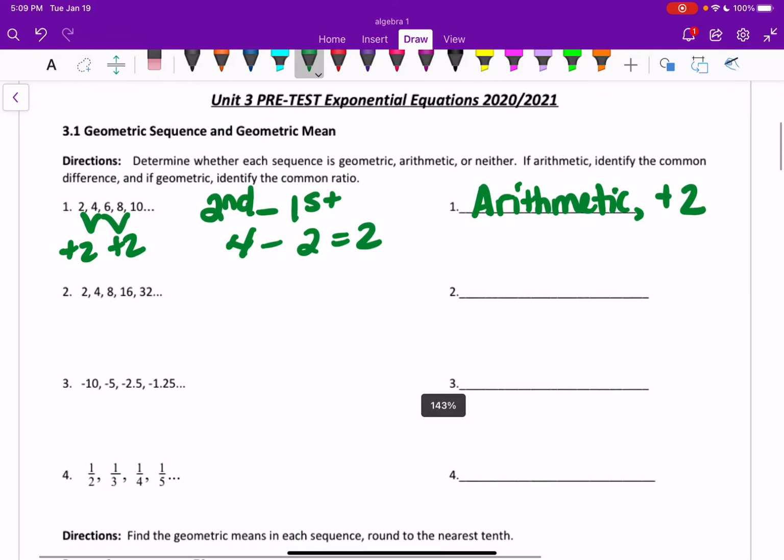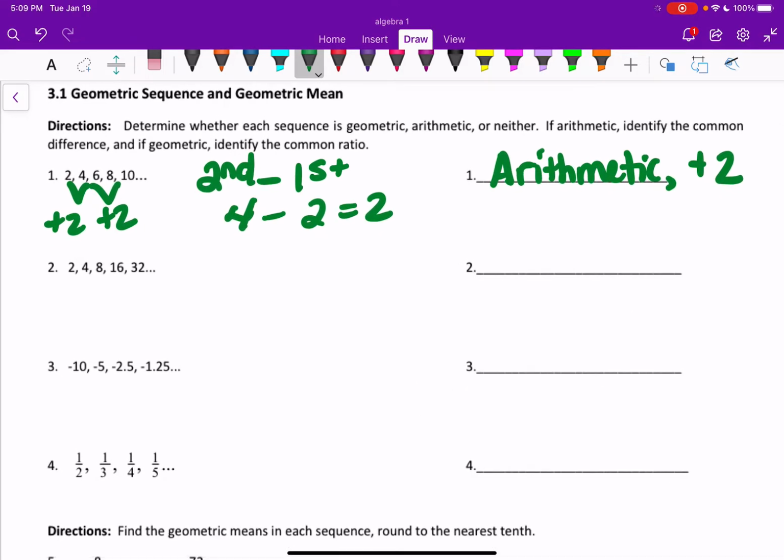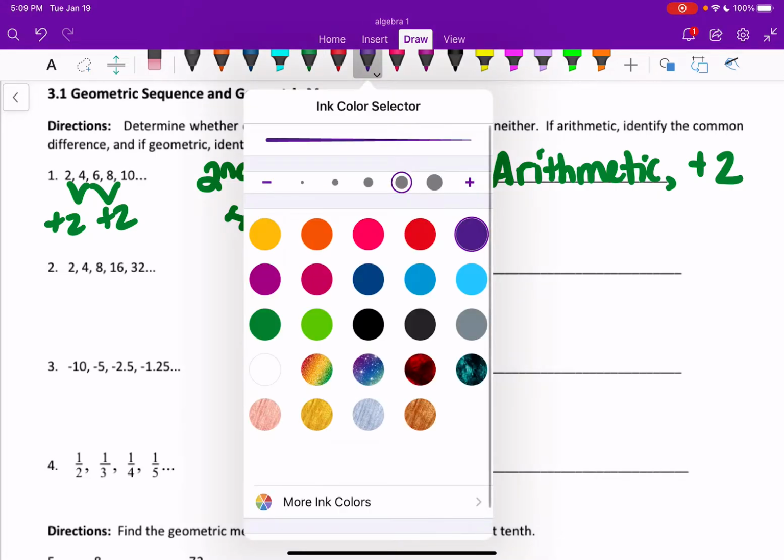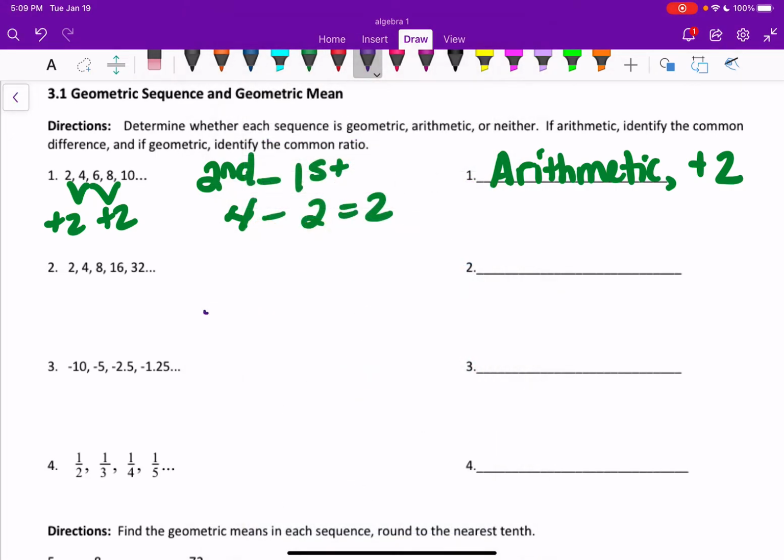Now the next one is 2, 4, 8, 16, 32. That starts going up much quicker. So in this case, this would be times by 2, times by 2. And so this is geometric because we're multiplying by a common ratio.